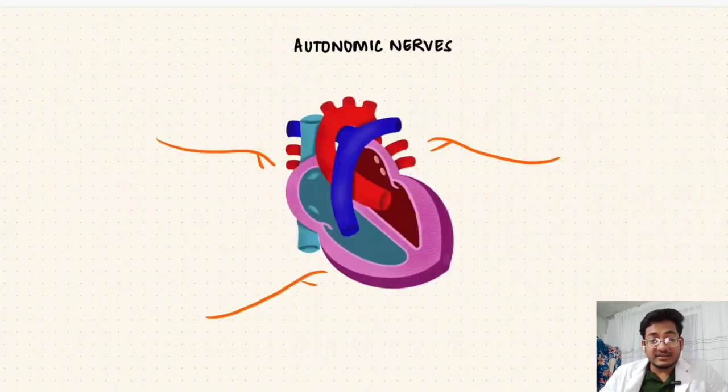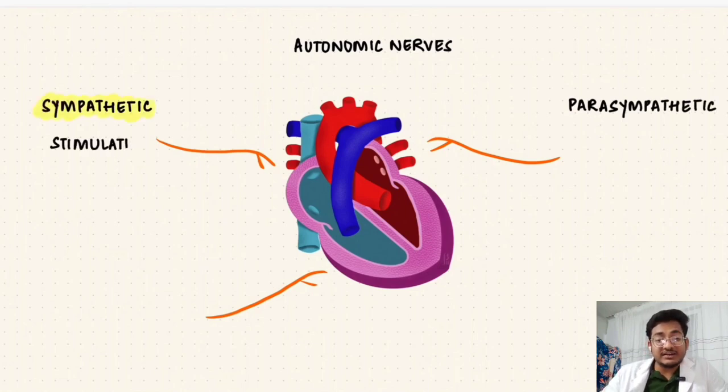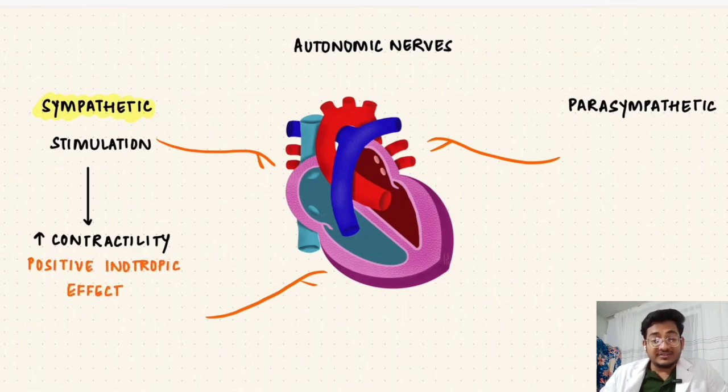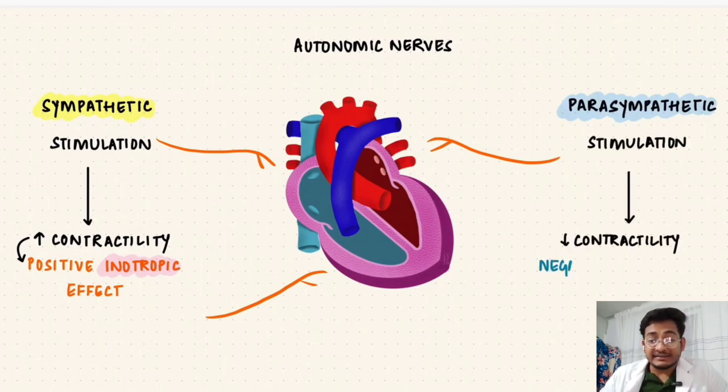Remember, the heart is supplied by the autonomic nerves, the sympathetic and the parasympathetic nervous system. Sympathetic stimulation can increase contractility, so it is said to have a positive inotropic effect. Inotropism is the term that's used for contractility, so more contractility means a positive inotropic effect. While the parasympathetic system has the opposite effect, a negative inotropic effect. It reduces contractility more so in the atria than in the ventricles because it innervates the atria more.